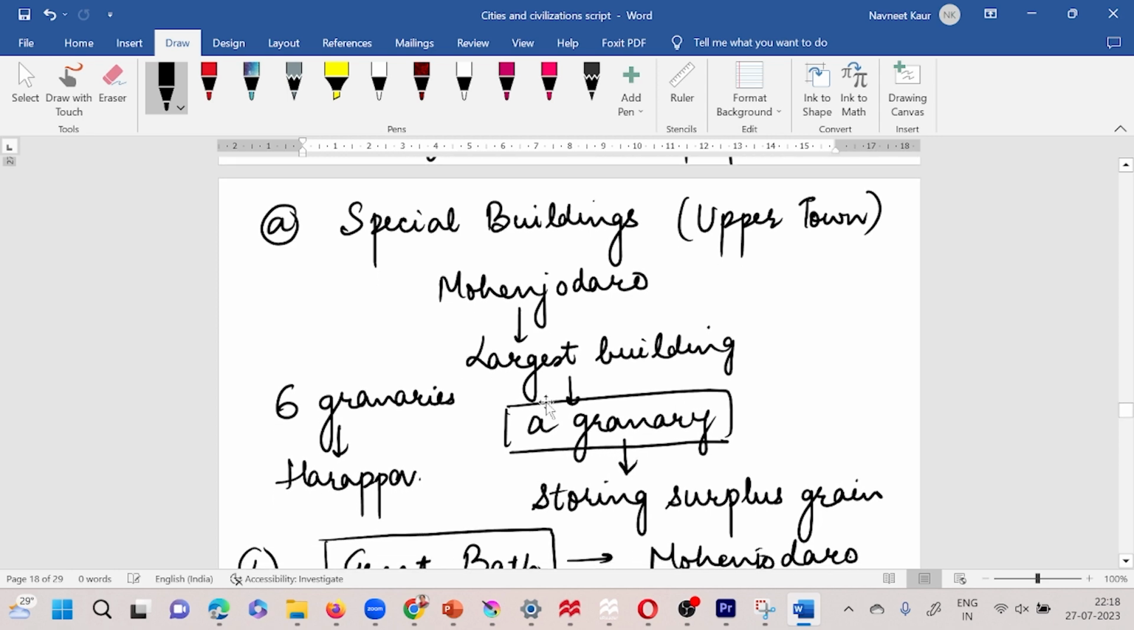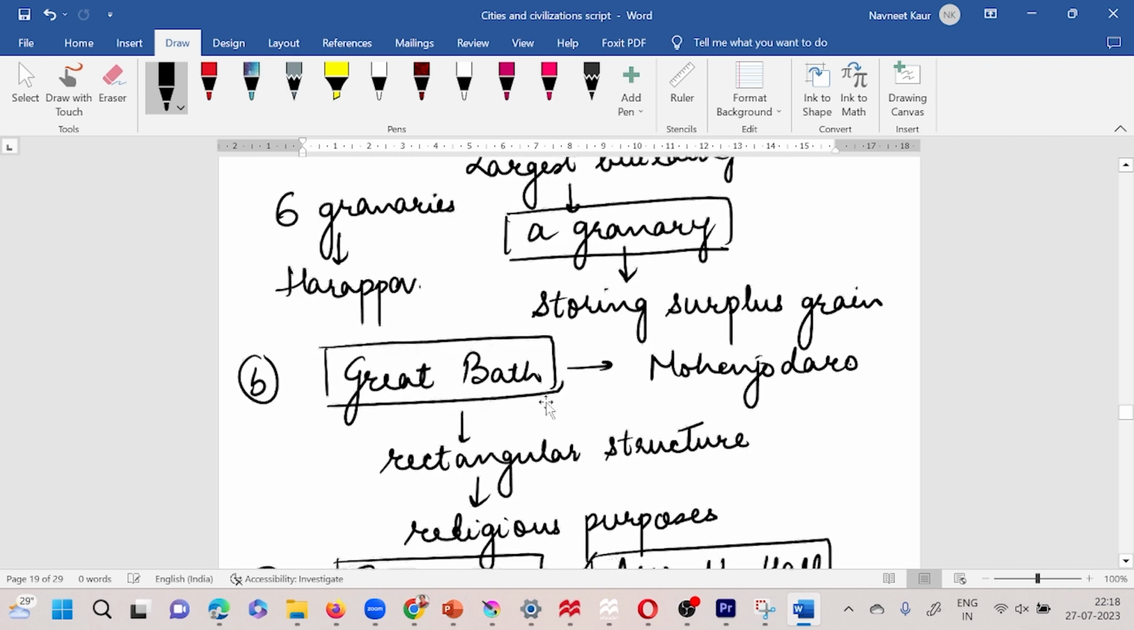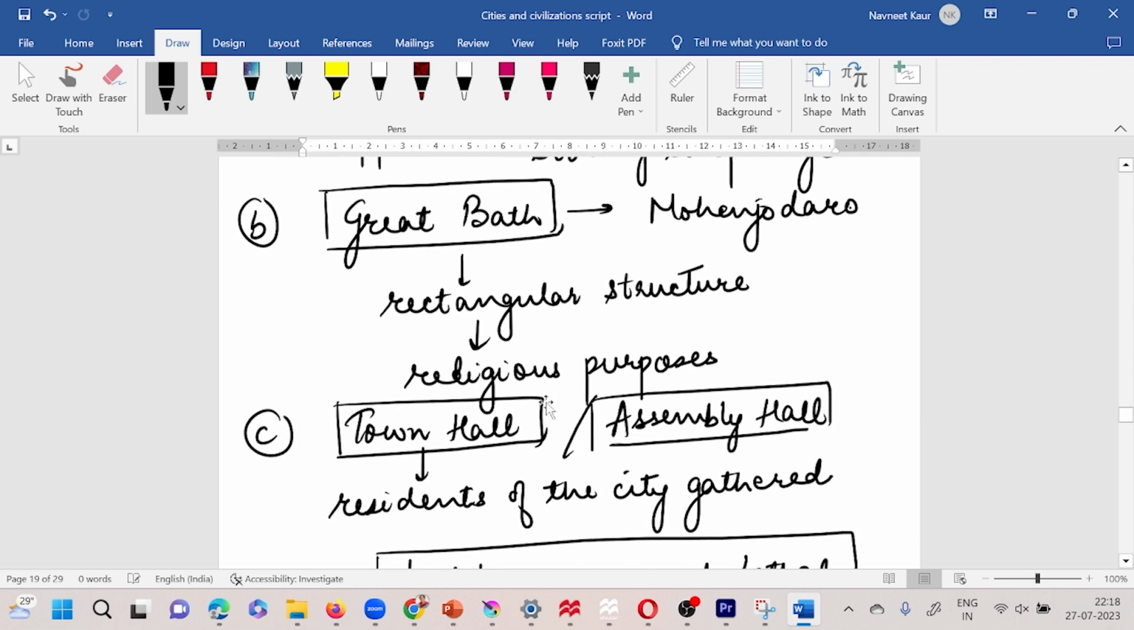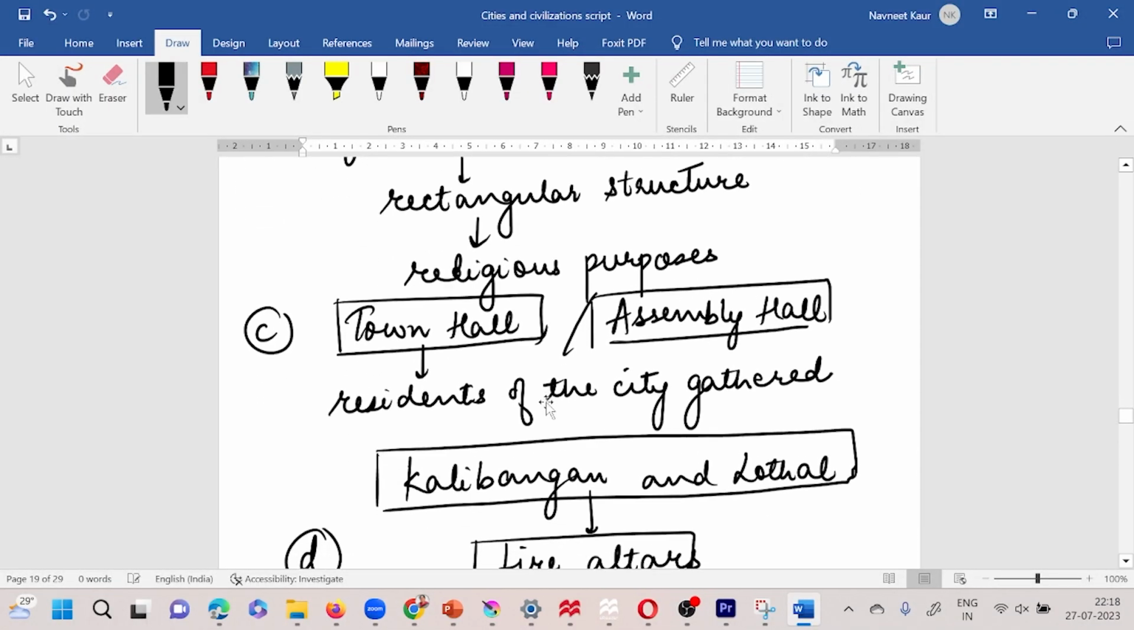Right, so in the upper town where the special buildings were located in Mohenjo-daro, the largest building was a granary. These granaries were used for storing surplus grains, and six granaries have been found at Harappa. Then another well-known structure at Mohenjo-daro is the Great Bath. It is a rectangular structure resembling a swimming pool, and people used it for religious purposes.